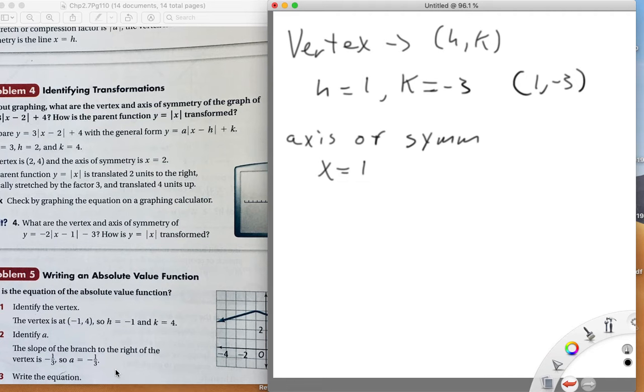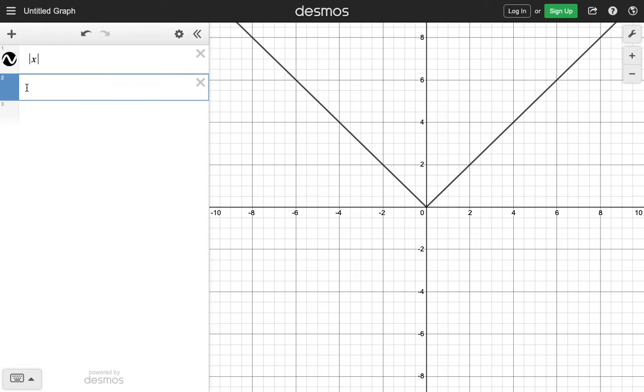So let's look at that on the graph. So here's our parent function. We already have, it's going to be negative 2. It's going to move 1 spot to the right. And it's going to be moved 3 spots down. So reflected across the x-axis, 1 spot to the right, 3 spots down.